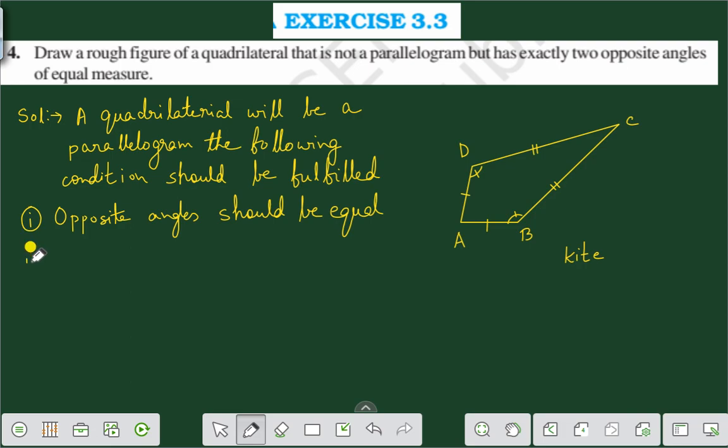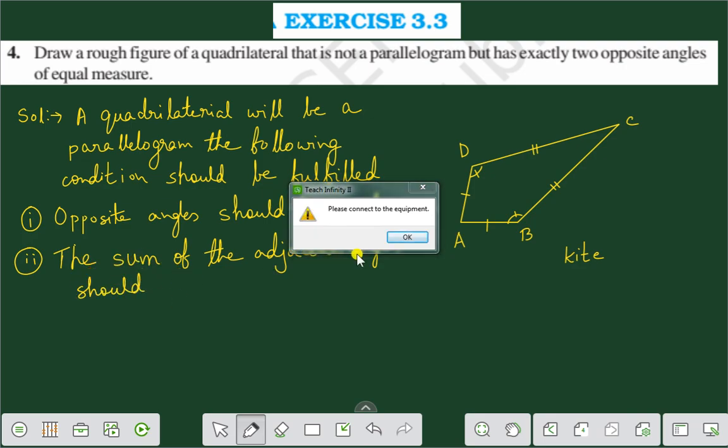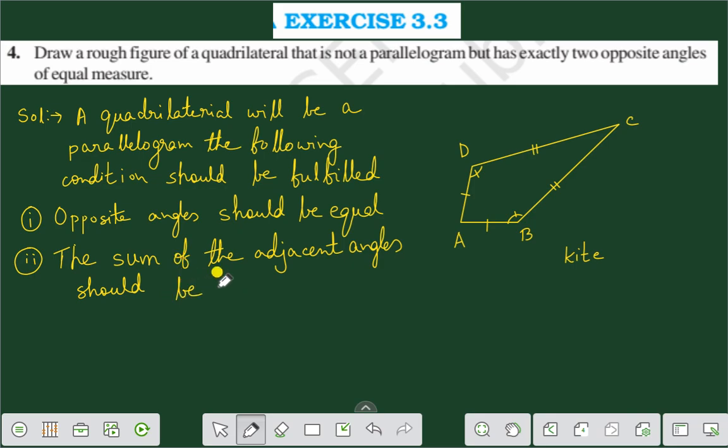And number 2 is the sum of the adjacent angles, not sides, the sum of the adjacent angles should be supplementary.